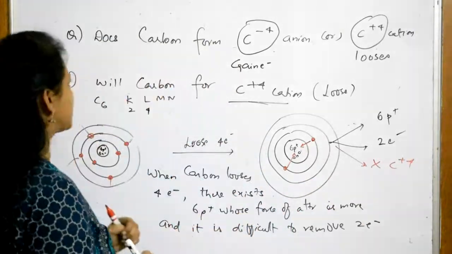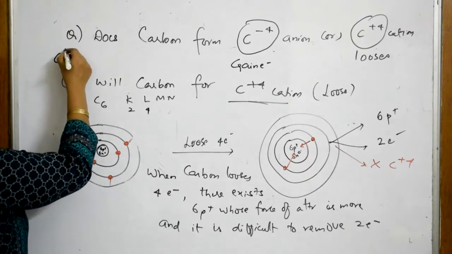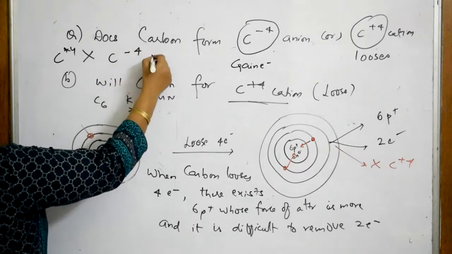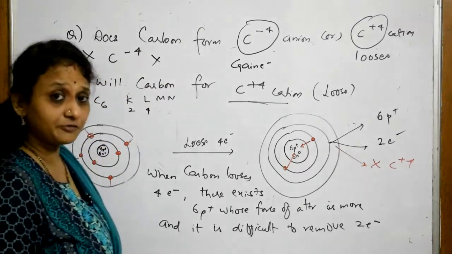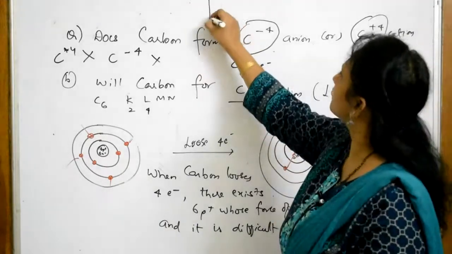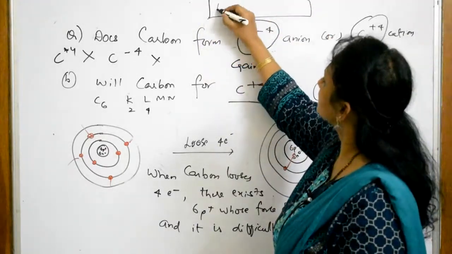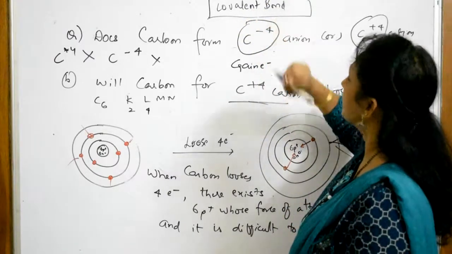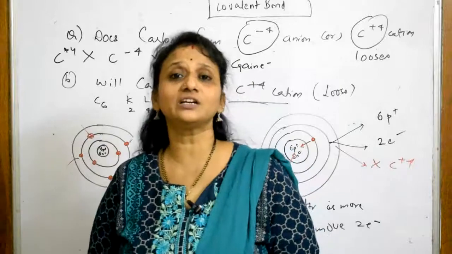Now what is the conclusion? I understood carbon neither forms C plus 4 nor C minus 4. So what does it form? Because it doesn't form ions, it is going to prefer only one type of bond, that is nothing but covalent bond. So it's going to form covalent bonds only, and we'll be learning the covalent bond.